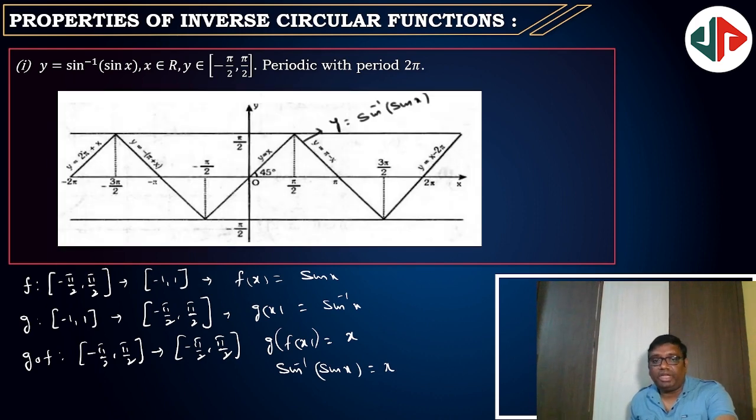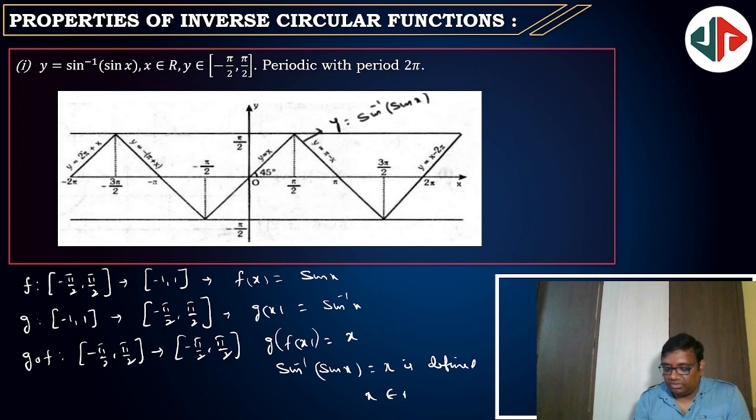But very important, it is defined when x is any real value. Sin inverse of sin x value is defined when x belongs to any real value. So that is why the condition here is when x is lying between minus pi by 2 to plus pi by 2, sin inverse of sin x value is always equal to x.